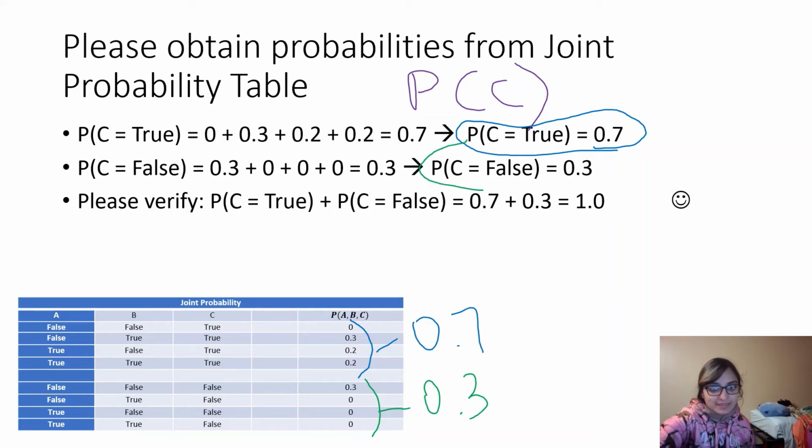That's the probability that C is false. And we just have to add these numbers together and make sure that they add up to 1. So again, all these outcomes, 0.7 plus 0.3, they add up to 1. So that's great. So we have these probabilities to work with. So probability C is true is 70% and probability C is false is 30%.